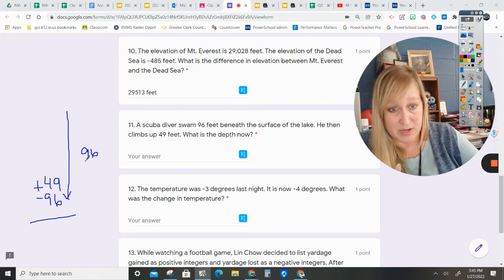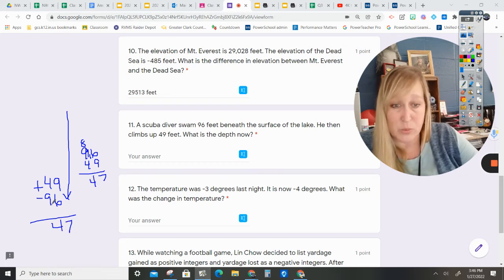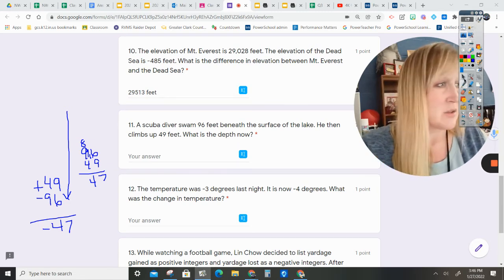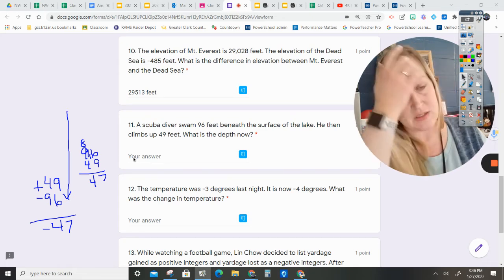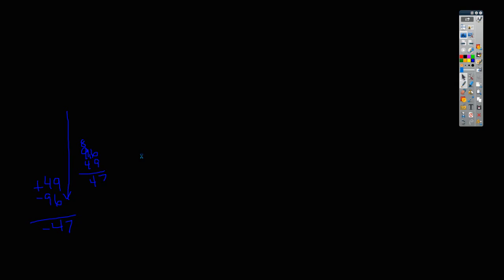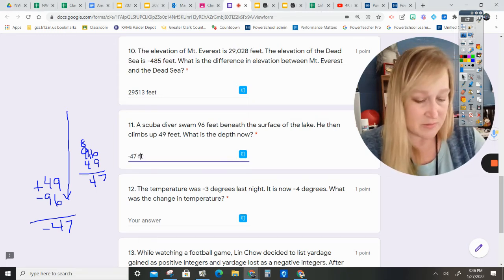I need to find the difference between them. 96 minus 49, because 16 minus 9 is 7, 8 minus 4 is 4, so 47. And then I need to see which one is further from 0, the 49 or the 96. Well, the 96 is, so that means this has to be negative. So his depth is negative 47 feet.